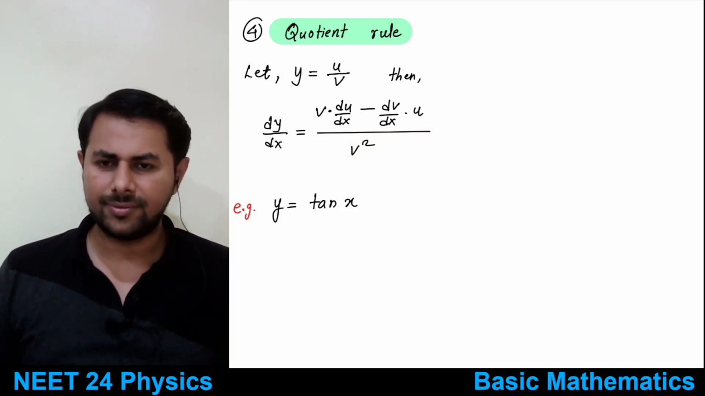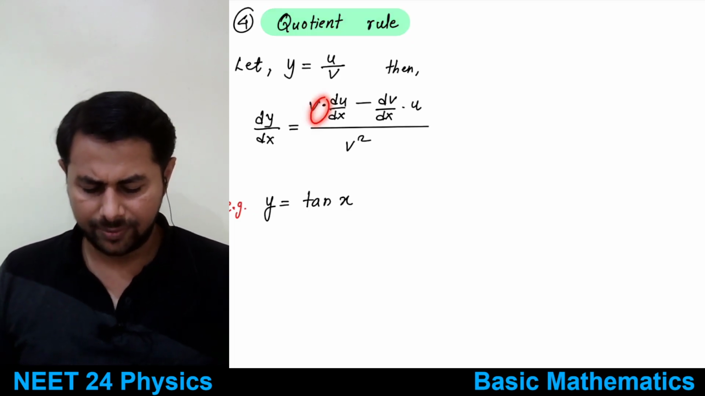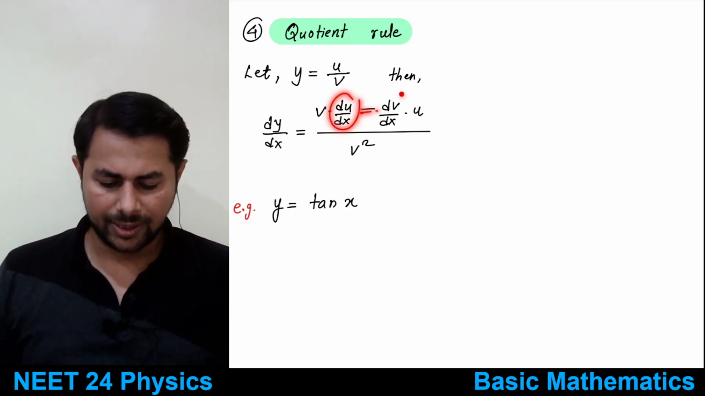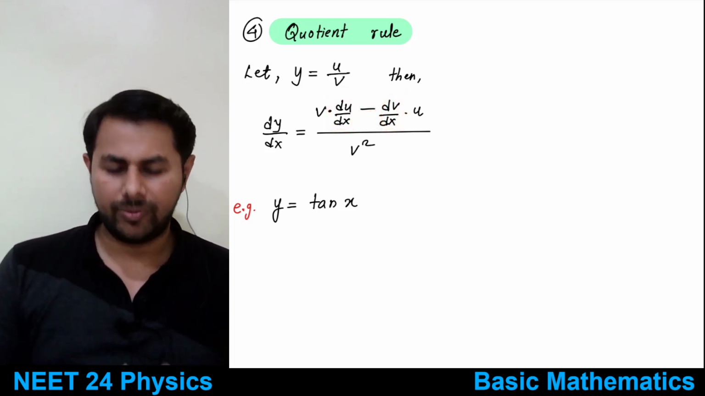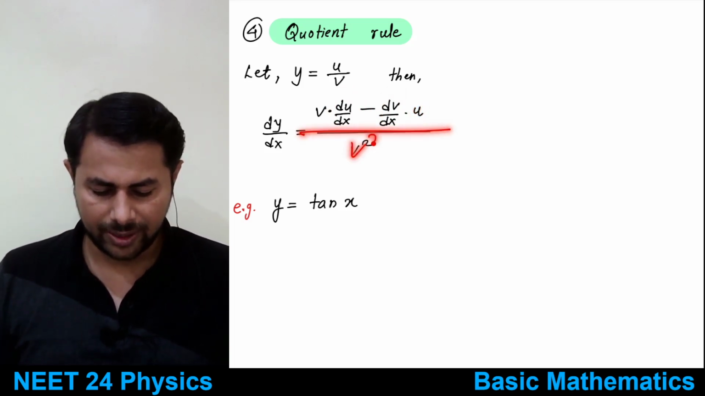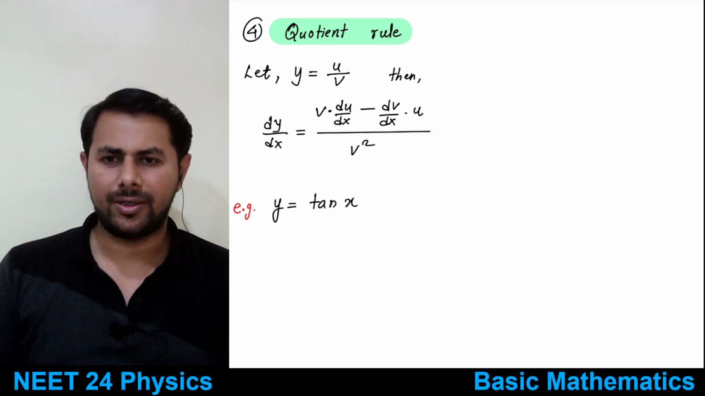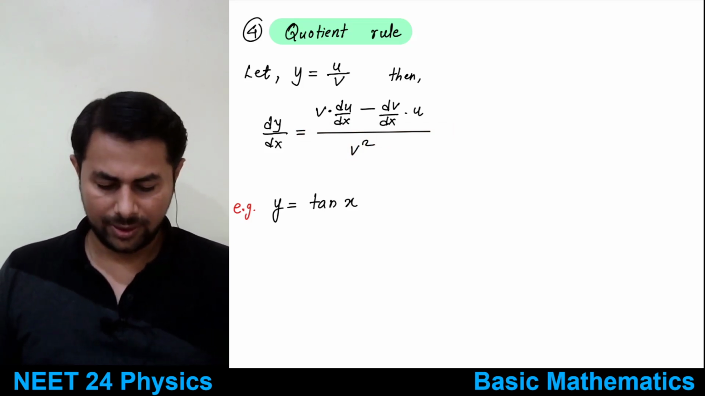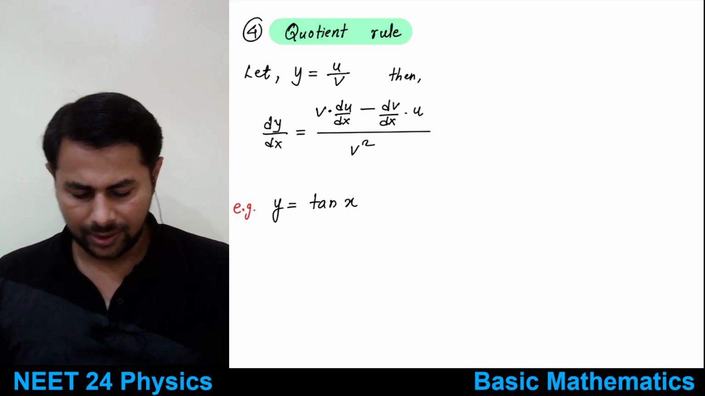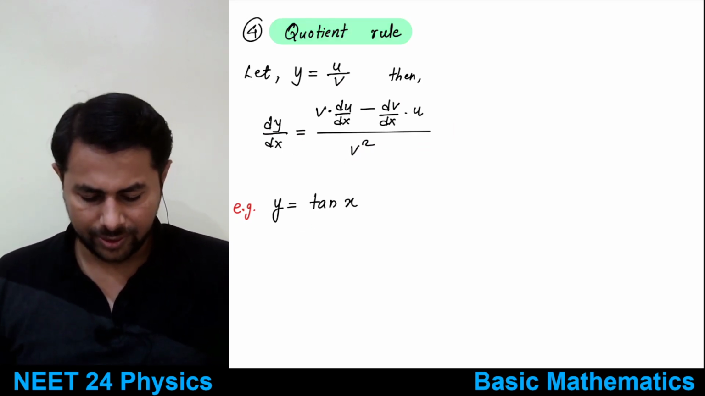Yeah, this is clear. Start with the denominator, write the denominator as it is, take the derivative of the numerator, minus the derivative of the denominator multiplied by the numerator as it is, and in the denominator you will write the denominator square. So this is the formula that we need to remember.